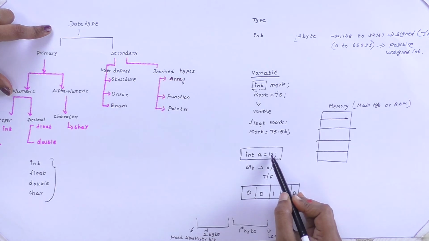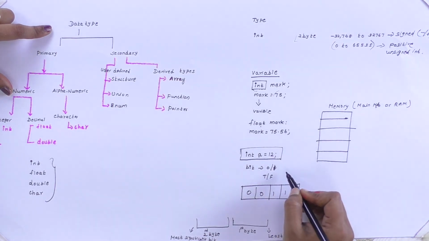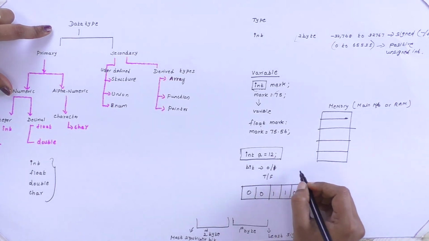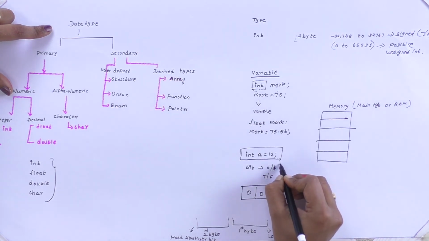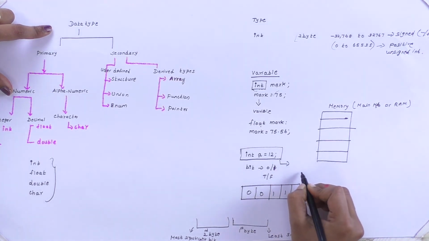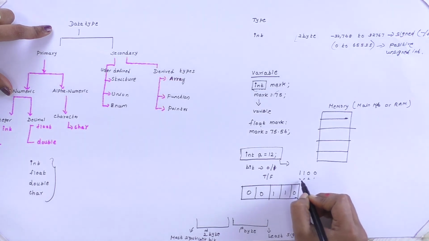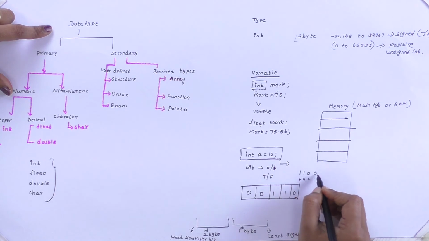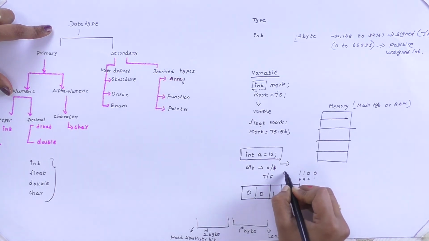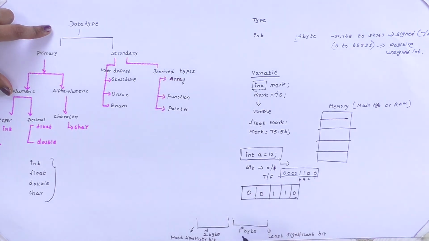So here a equal to 12. What is the binary value of 12? First take the binary value of 12. So 1 1 0 0. So the binary value of 12 is 1100. When you represent it in 8 bits, the value will be like this. So I am going to store the value 0 0 0 0 1 1 0 0.